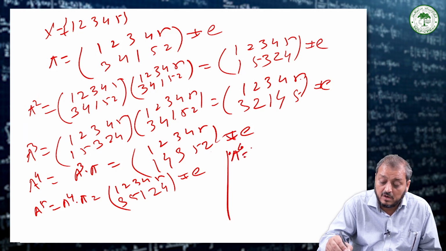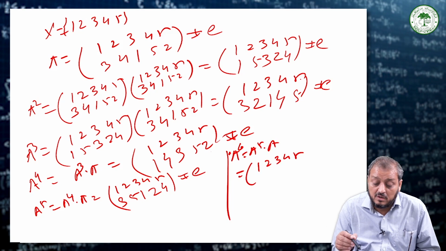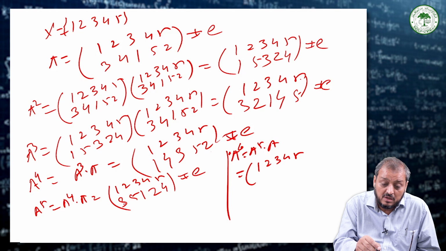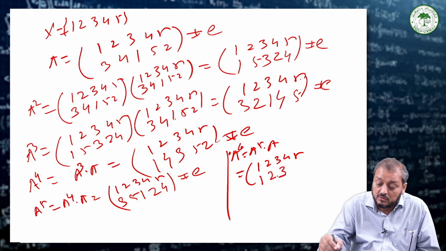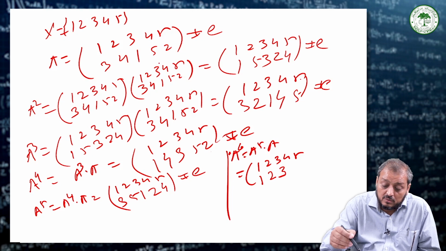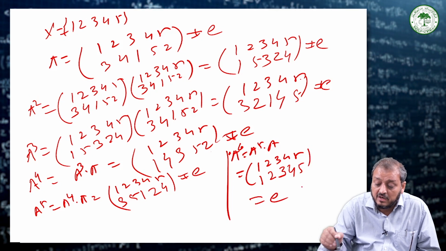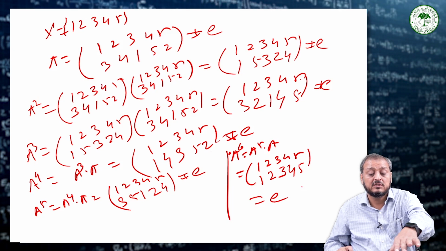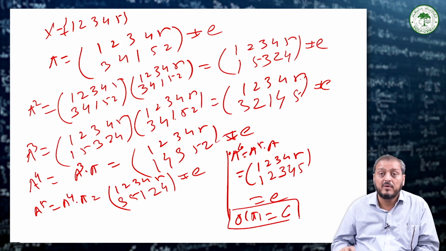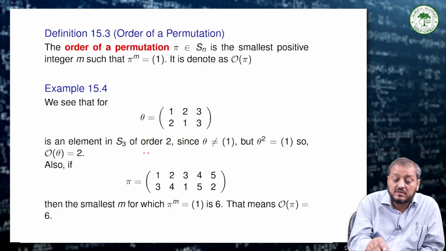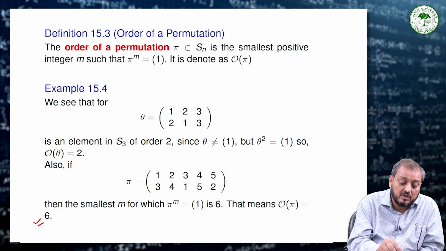Then we take pi to the power 6, which is equal to pi to the power 5 into pi, which is 1, 2, 3, 4, 5. Now 1 goes to 3 and 3 goes to 1, then 2 goes to 5, 5 goes to 2, 3 goes to 1, 1 goes to 3, then 4 goes to 2 and 2 goes to 4, 5 goes to 4, 4 goes to 5, and this is clearly identity. So clearly the order of this pi is 6, because pi to the power 6 gives you the identity element. So we can say that pi to the power m equal to 1 gives m equal to 6.